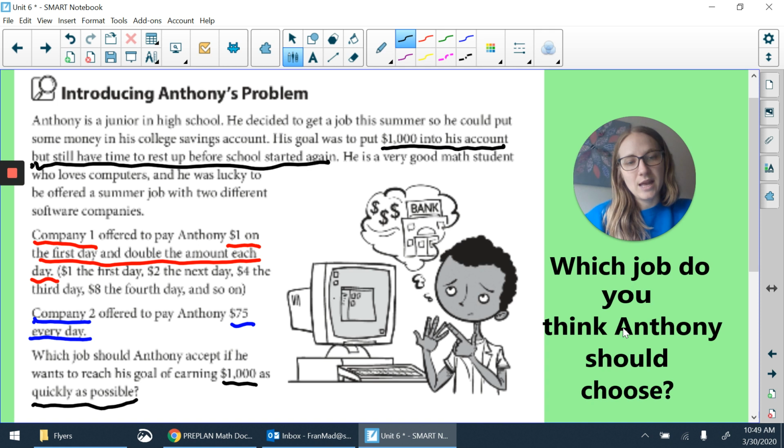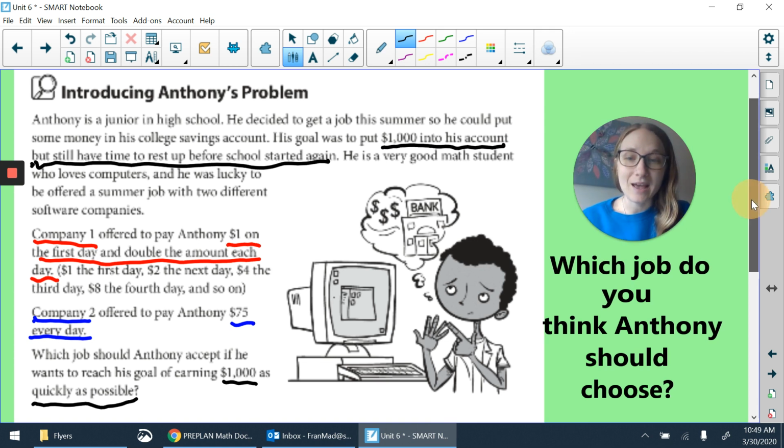Which job do you think Anthony should choose? And I want you to think to yourself, and somewhere on page 217, maybe at the top, maybe next to the 2 company offers, I want you to star or jot down which company you think is going to get him that $1,000 the fastest. And I'm going to think of my idea as well. All right. Do you have an idea? I was thinking company 2, just because $75 is a lot more than $1, even on day 1.